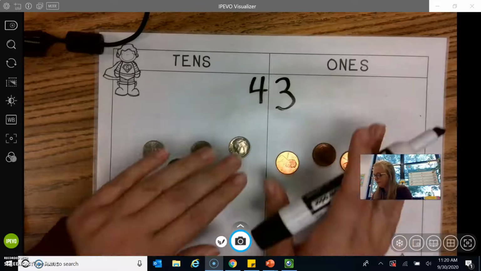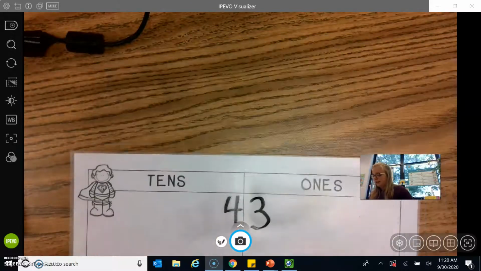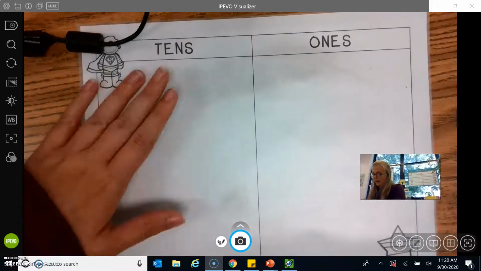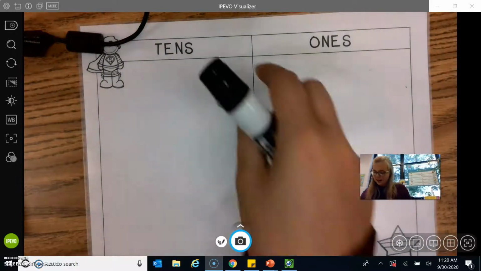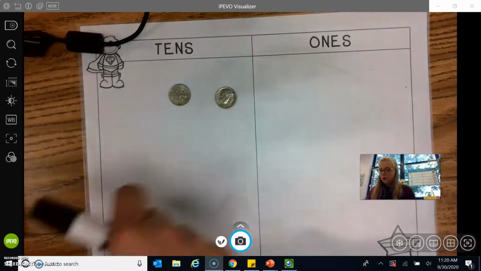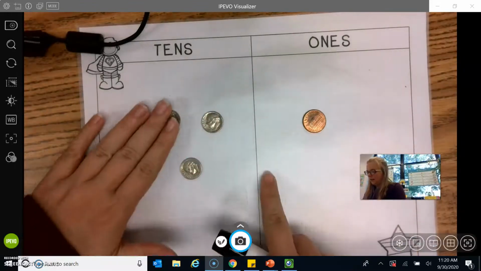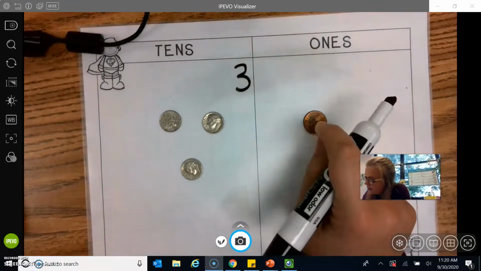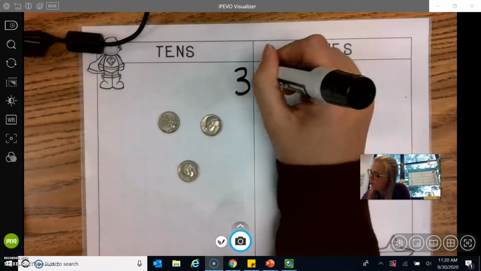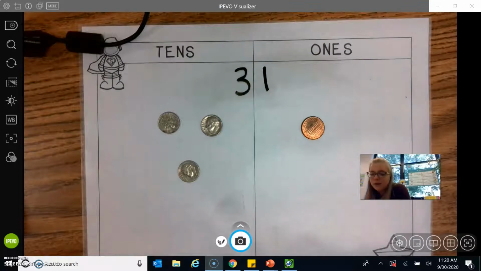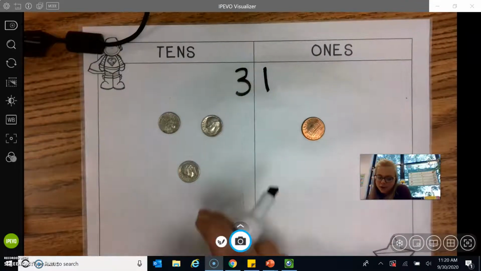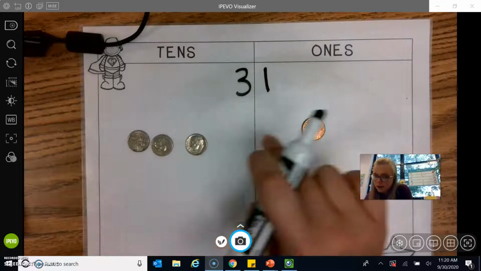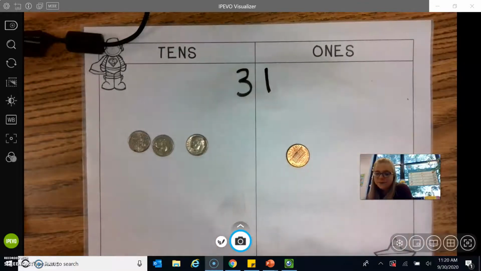I'm going to do one more dimes and pennies problem, and then we're going to move on to what we're doing today, okay? Say I have 3 dimes and 1 penny. What is this? 3 groups of 10. How many 1s do I have? 1. So what's my number? 31, and I can check it, right? 10, 20, 30, 31. Alright, let's get started with today's math activity, okay?